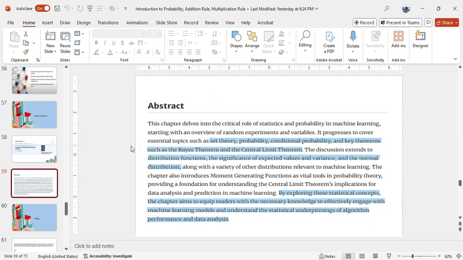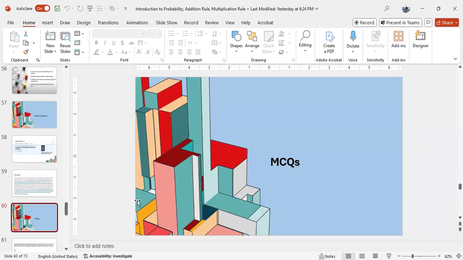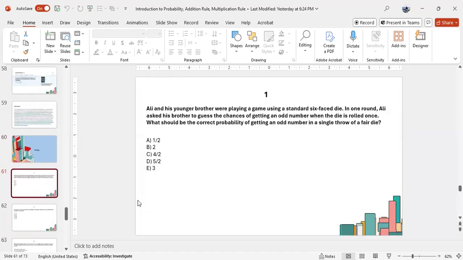This discussion extends to distribution functions, the significance of expected values and variance, and the normal distribution, along with a variety of other distributions relevant to machine learning. By exploring these statistical concepts, this chapter aims to equip readers with the necessary knowledge to effectively engage with machine learning models and understand the statistical underpinning of algorithm performance and data analysis. Moving forward to the multiple choice questions.